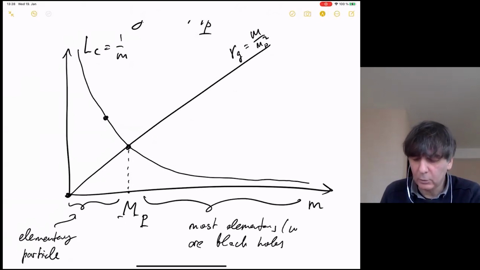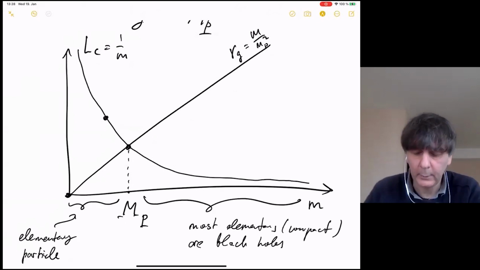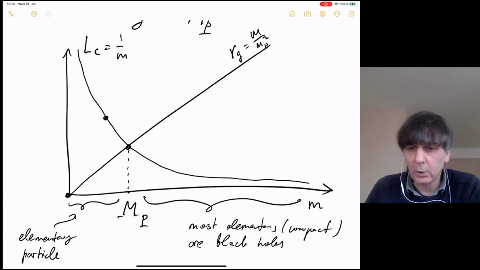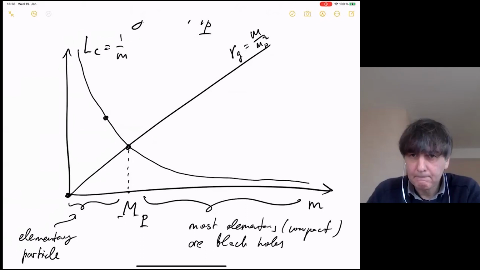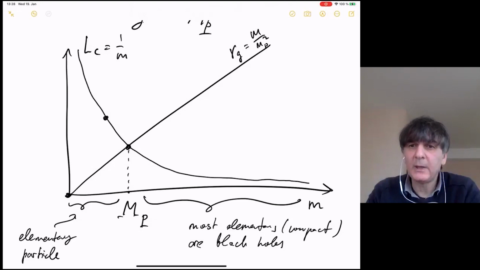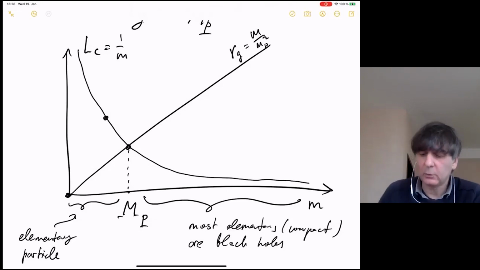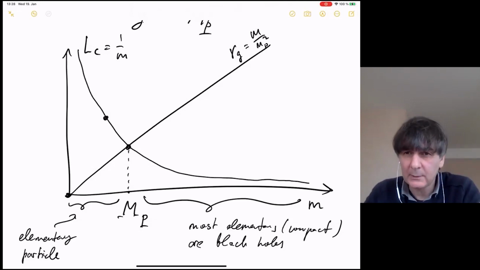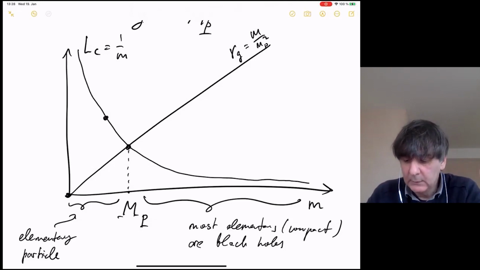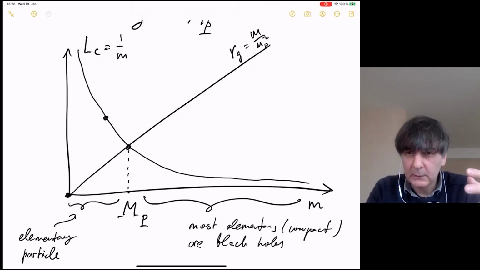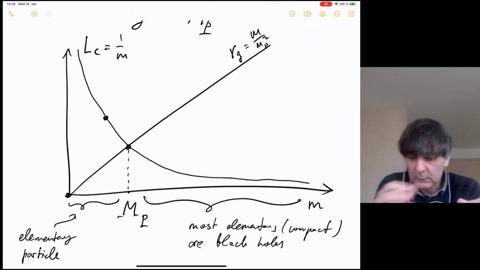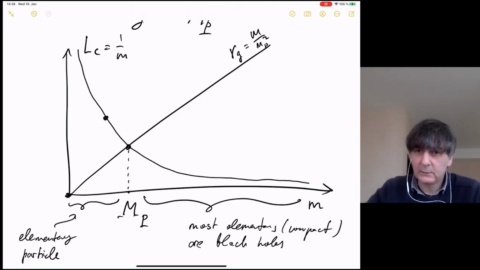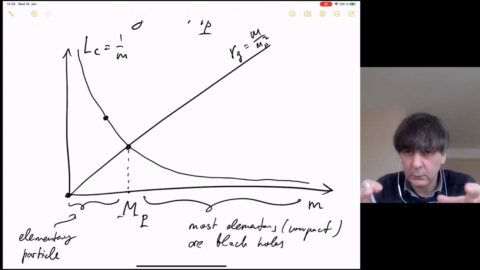Most elementary, meaning most compact, let's call it most compact objects are black holes. So in this domain, there is no meaning. For example, we cannot call an object of mass m larger than the Planck mass an elementary particle because such an object cannot be localized even to its Compton radius, Compton wavelength, because it will have first to cross its gravitational radius.